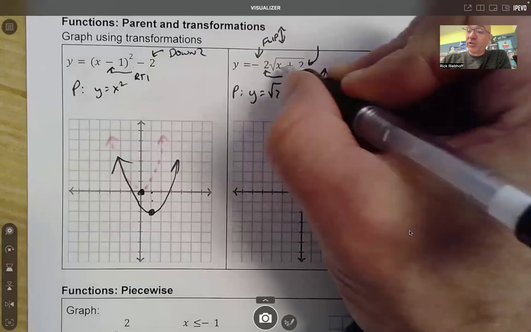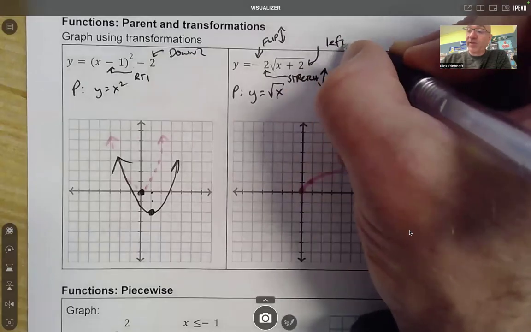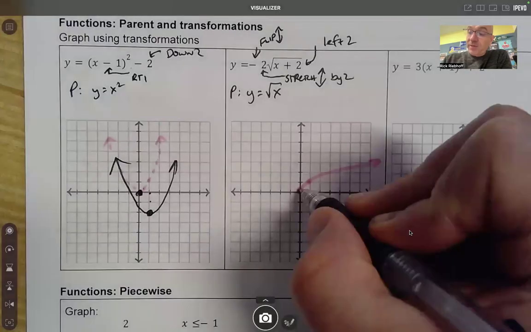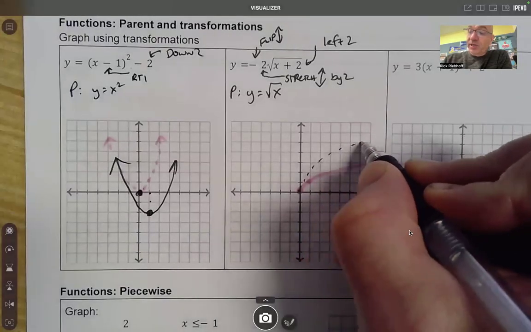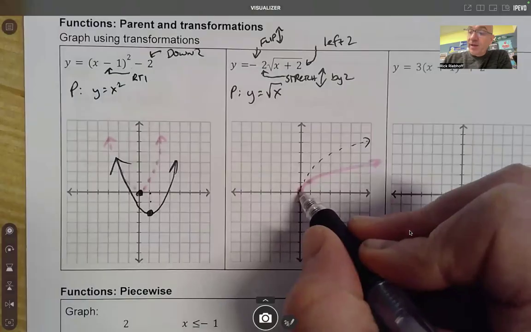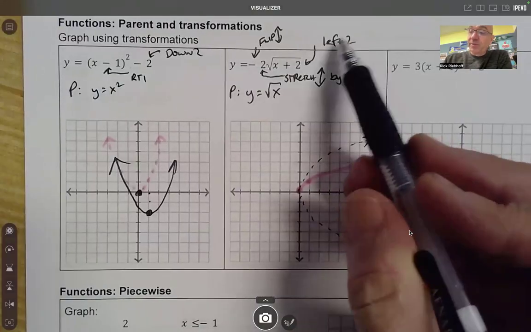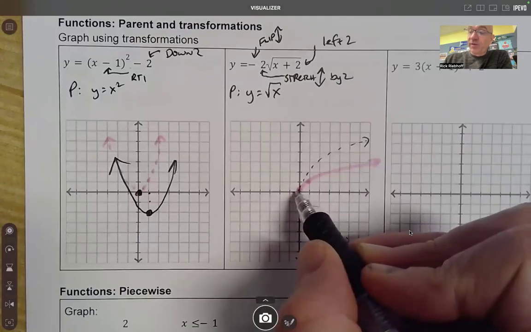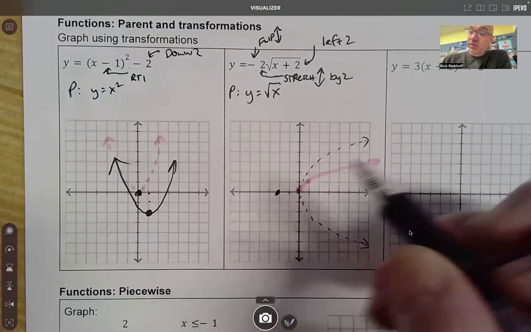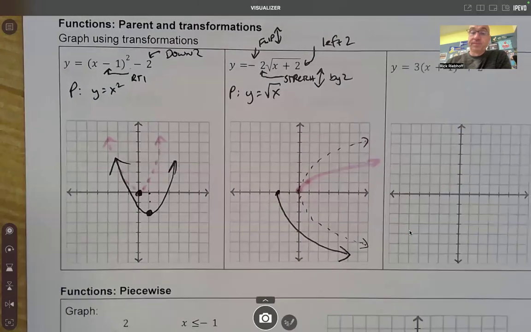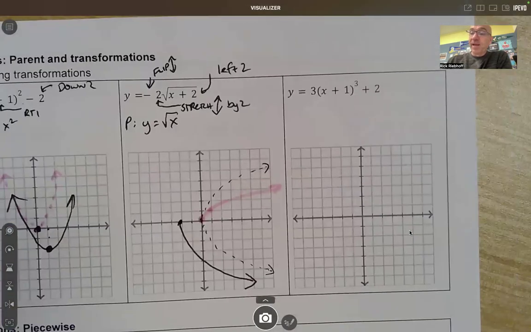And then this +2 on the inside means it's actually moving left by 2. All right, so maybe I look at what the stretch is going to do first, and then I think about what the flip is going to do to it, right? And then everything's moving left by 2, so I'm going to move it over 1, 2. So it should look something like that. Cool? Cool.